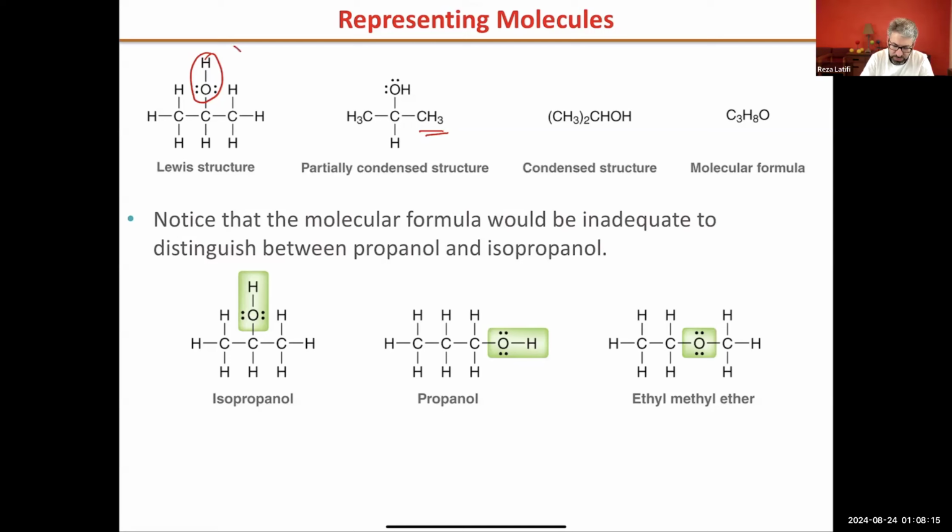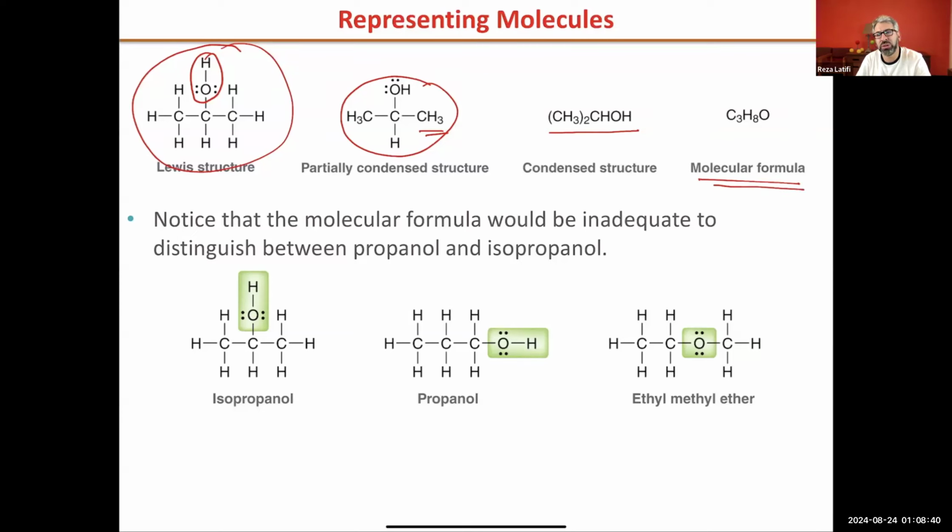I started from the entire structure and moved to a smaller one, and I can keep condensing the formula. I kept the functional group alone, but then wrote the three carbons attached to each other. At the end, I can write the molecular formula. The molecular formula tells me almost nothing other than that we have three carbons, 8 hydrogens and 1 oxygen. How they are connected to each other, no clue.